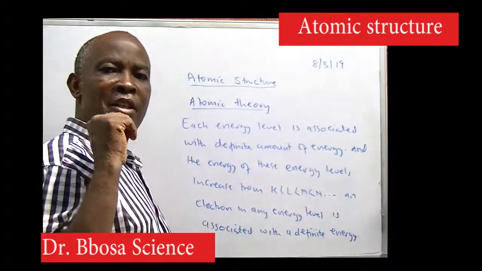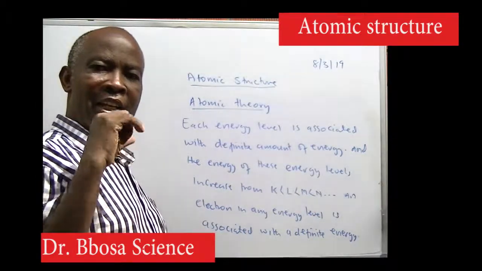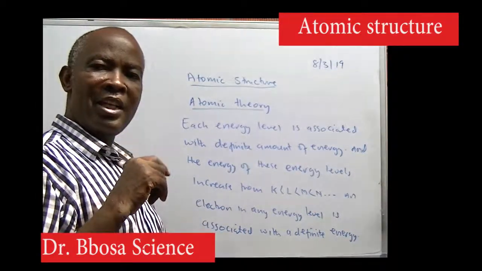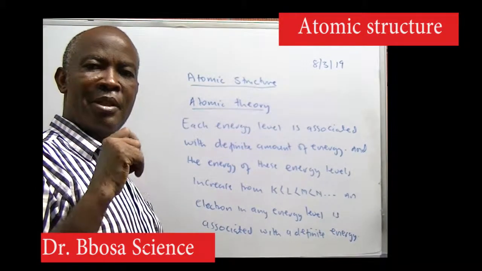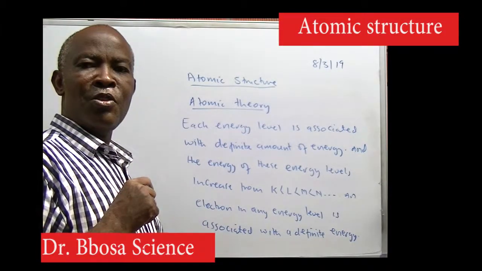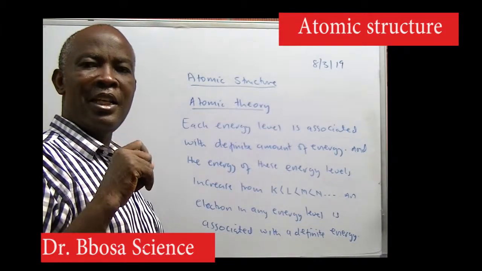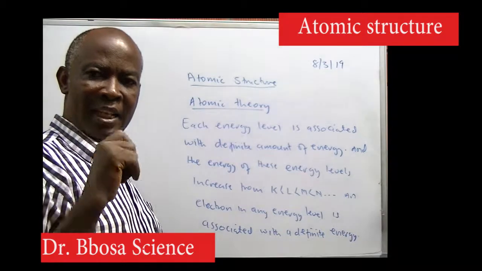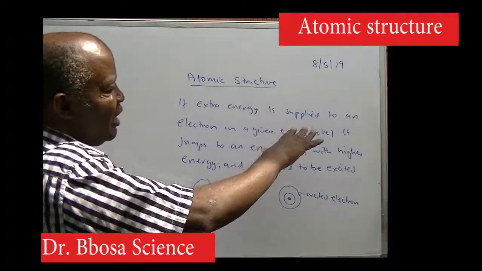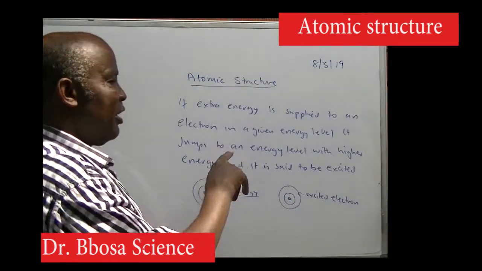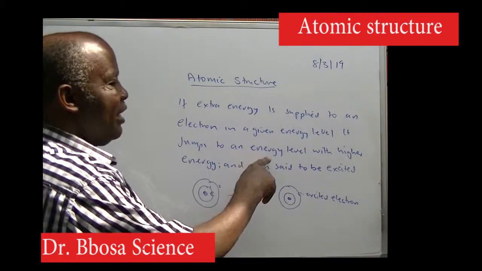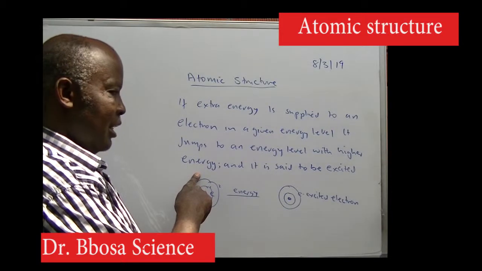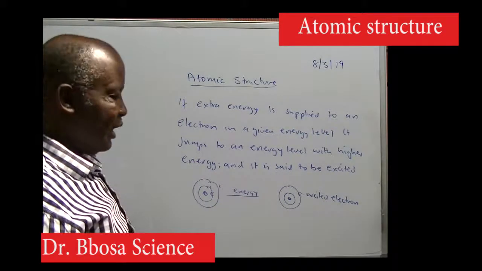An electron, to reside in a specific energy level, should have a definite amount of energy. If extra energy is supplied to an electron in a given energy level, it jumps to an energy level with higher energy and is said to be excited.